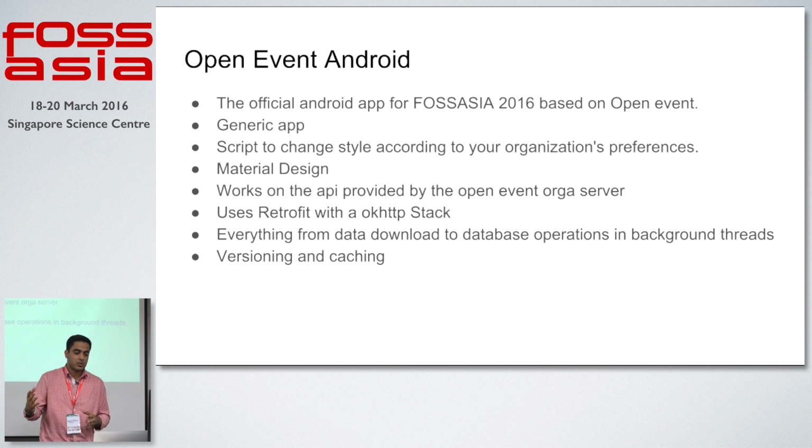So it's really modular, and it works on the API provided by the Orga server. Every time you start the app, it checks for updates, and it downloads only the data that has been updated since the last time you opened the app. It uses Retrofit with an OkHttp stack. So the data download is really efficient due to the mechanisms that Retrofit uses, and the OkHttp connections are also pretty efficient.